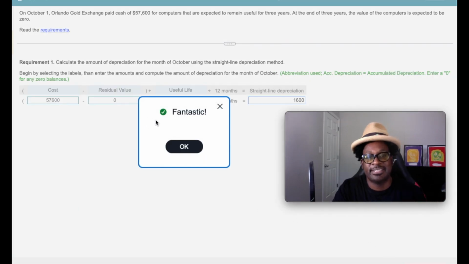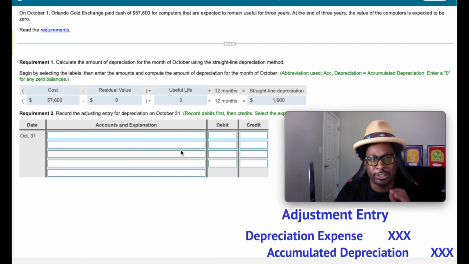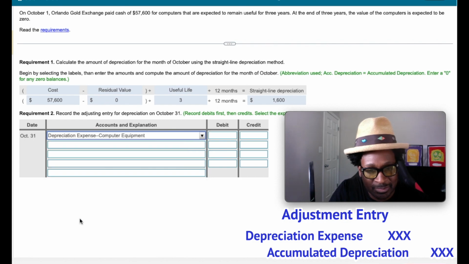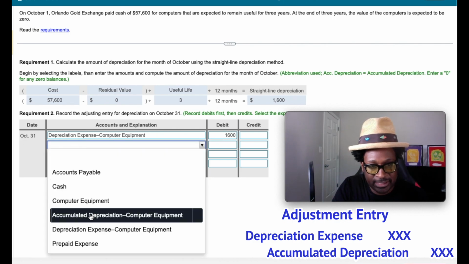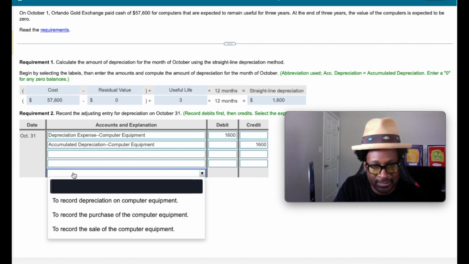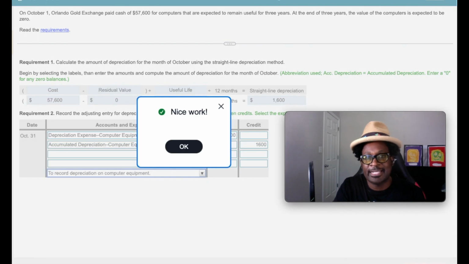Fantastic, gang. So now they want us to make the actual adjusting entry for depreciation. And as I mentioned earlier, we're going to debit depreciation expense and credit accumulated depreciation. So depreciation expense will be debited, increasing our expenses for the $1,600. And we're going to credit accumulated depreciation, computer, for the $1,600 as well. And this is to record the depreciation on the equipment. Check the answer. Nice work, gang.